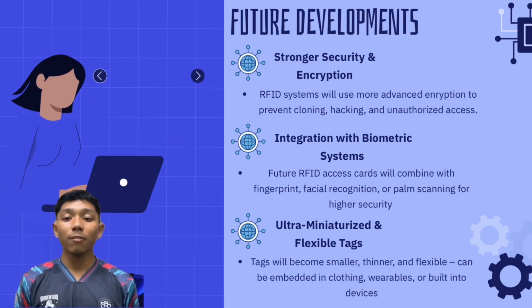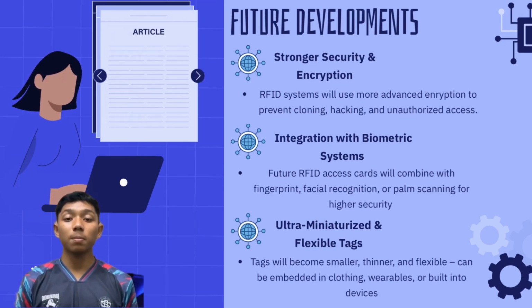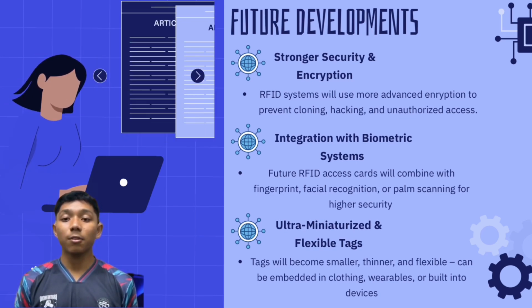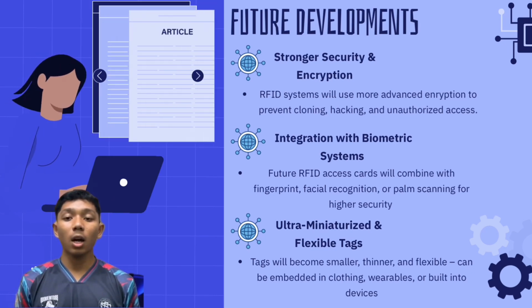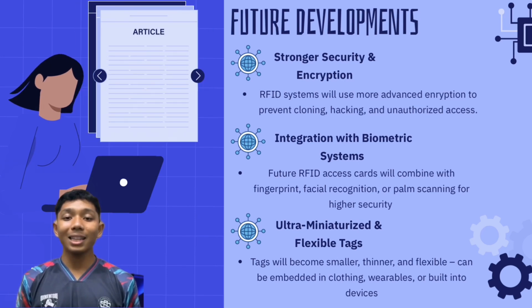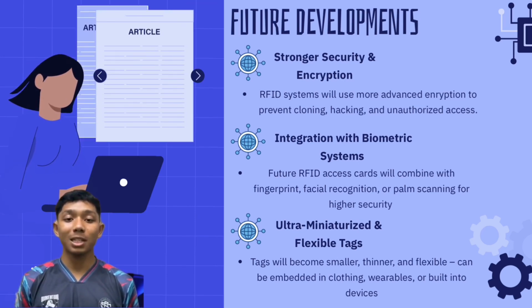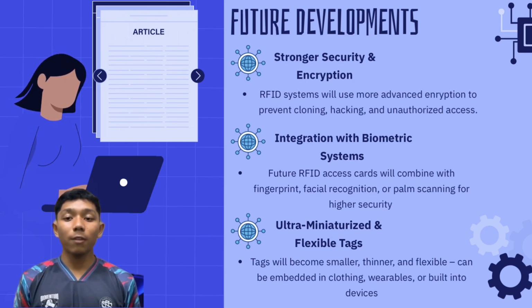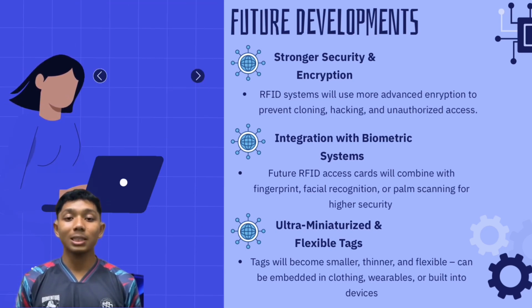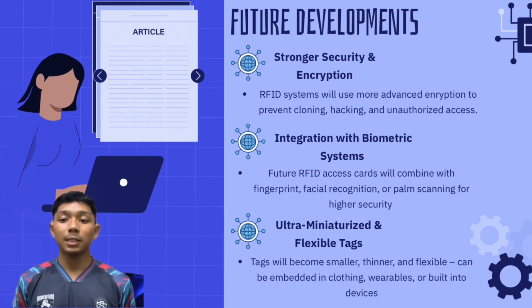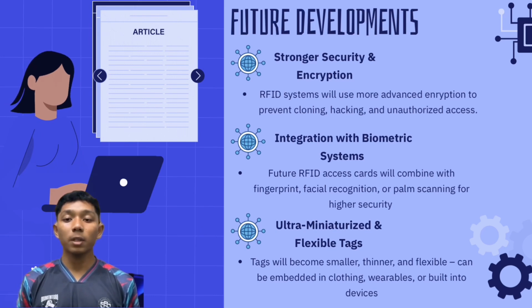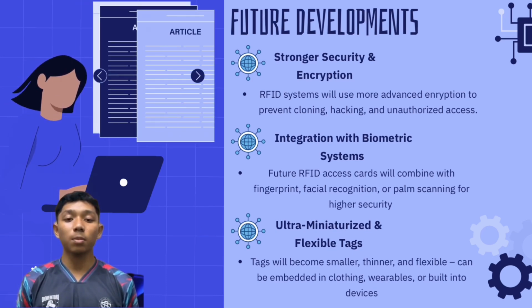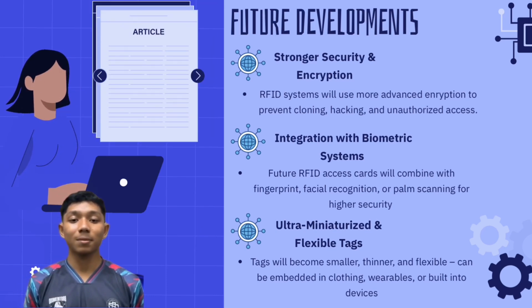Secondly, RFID will be integrated with biometric systems such as fingerprint or facial recognition. By combining RFID with biometric, identity verification become more accurate and reduce the chance of impersonation. Third, RFID tags will become smaller, thinner, and more flexible. These miniaturized tags can be embedded into clothing, wearable, or devices, making the access process smoother and more seamless.